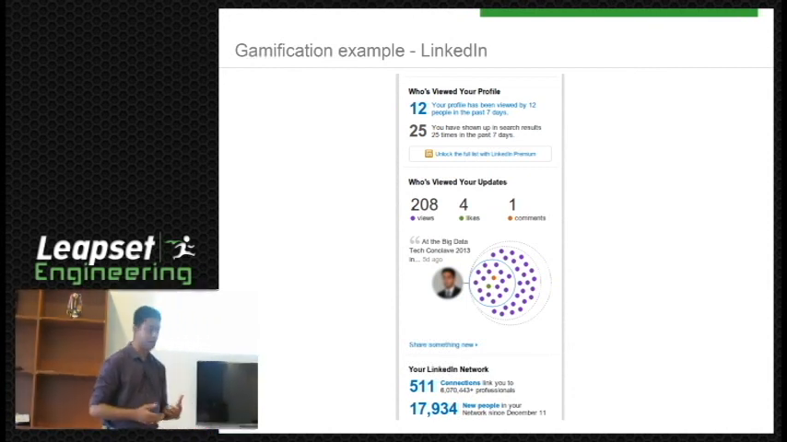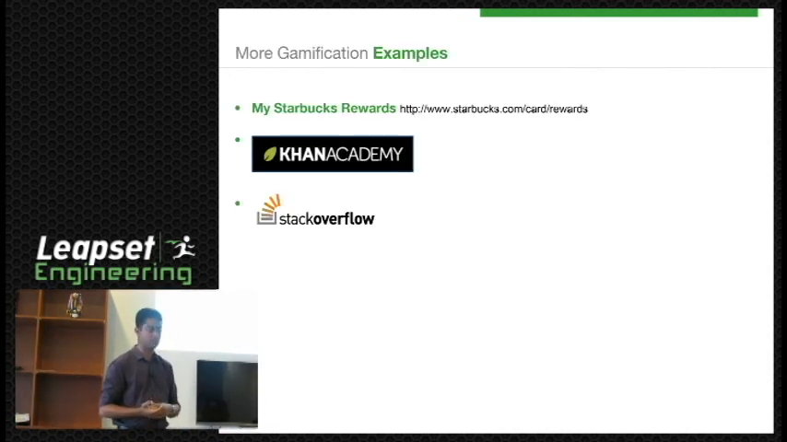There are many other examples out there. Starbucks, with their My Starbucks Rewards program, uses gamification. The Khan Academy, a learning education site, where you earn badges. The more you participate in the learning activities, the more badges you collect. And Stack Overflow, where you earn reputation when you participate. I'm sure you have seen Stack Overflow.